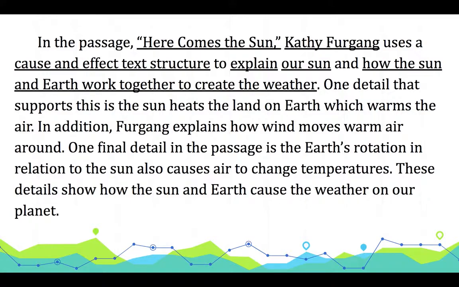So I used the text title, the author, I identified the text structure, I used a verb to identify the topic and the main idea that Kathy Furgang discussed in her text. I used three supporting details in my summary, and I added a concluding sentence to really tie together my summary.